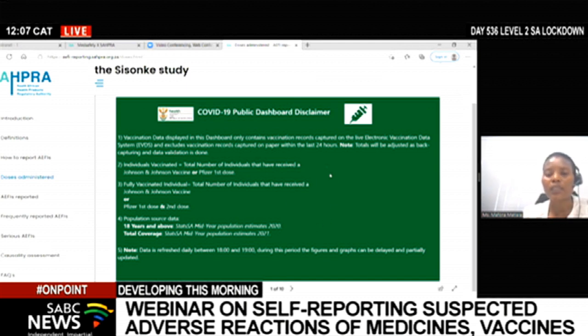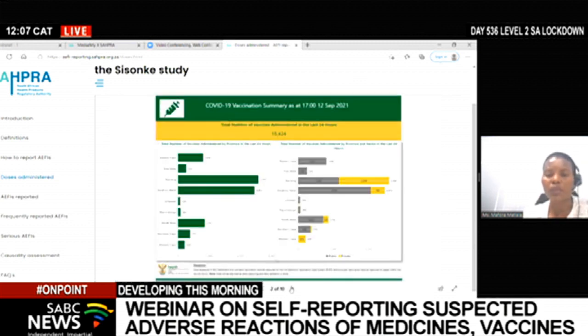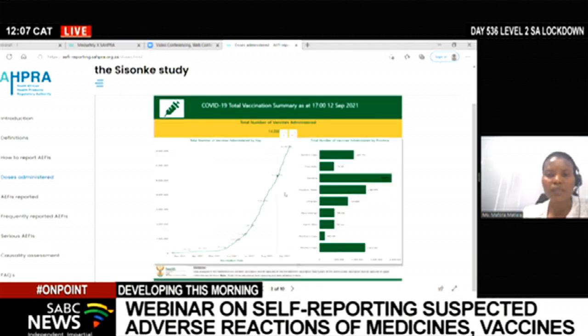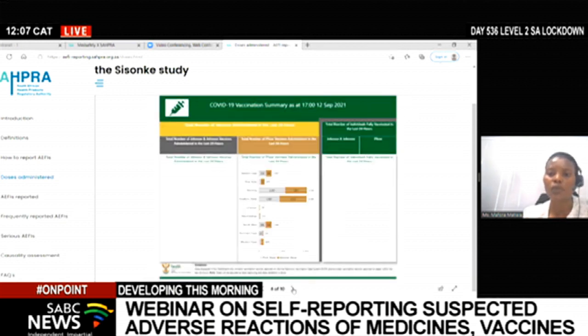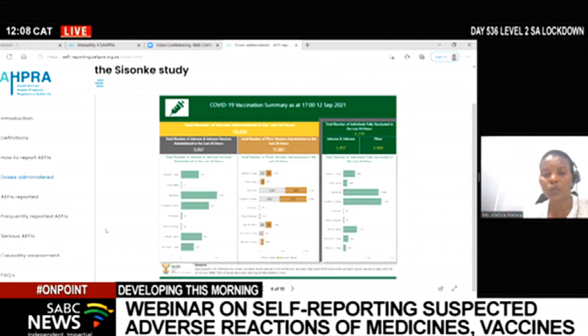On this page, it's basically a summary of what the dashboard from the National Department of Health reports on. I will not go through the whole thing because it's publicly available. It will talk to how many vaccines have been administered for the day, and the number of vaccines administered per province and so forth. There are quite a number of slides here that anybody can find on the SAHPRA website, or on the National Department of Health website.